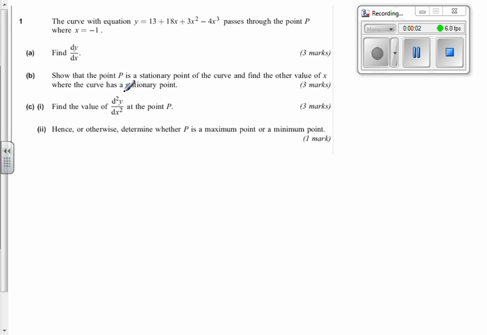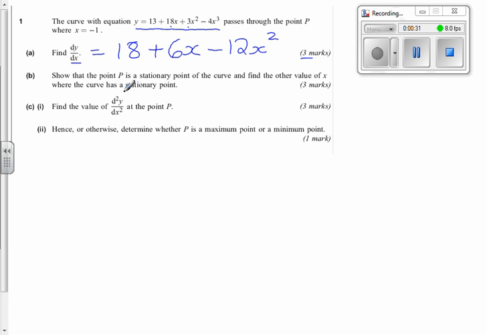Question number 1 starts with a standard differentiation. Find out the dy by dx. So we've got to differentiate this thing here. Well, the 13 just disappears. 18x goes to 18. And we've got 3 times 2, 6, and the power goes down by 1. 4 times 3 is 12, and the power goes down by 1. There's 1 mark for each bit there, for each of the 3 parts.